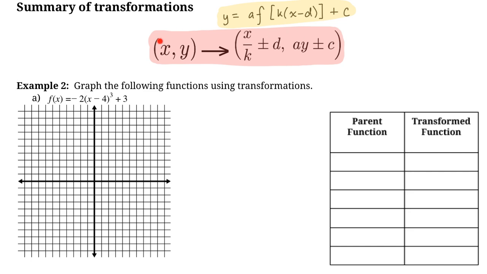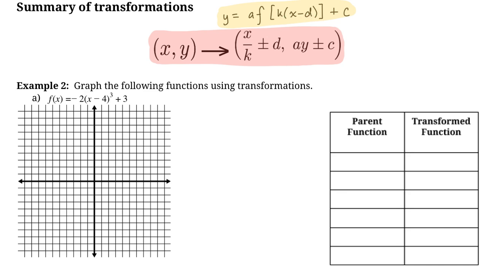Okay, so this is really going to help you figure out what you need to do to your x coordinates and your y coordinates to get your newly transformed graph. So we have our a value here and our c value, and those are outside of the functions again, and those directly affect our y coordinate. So a is always being multiplied by y, and then we're going to add or subtract whatever our c value is. And then inside, within our function, we have our k value and then our d value.